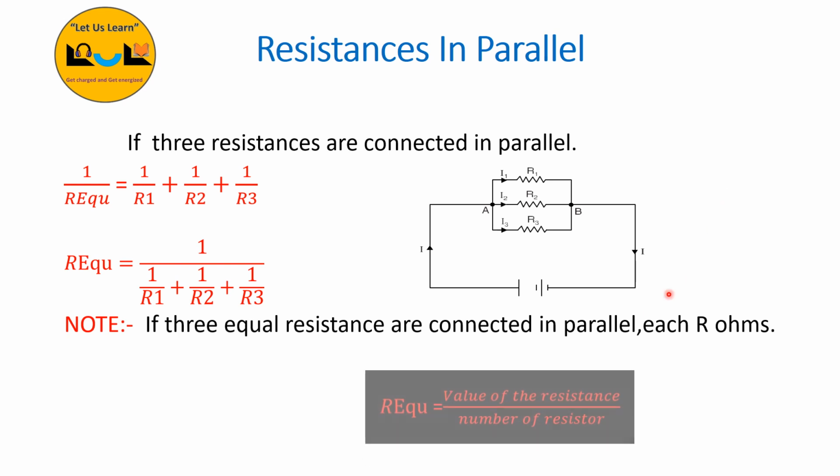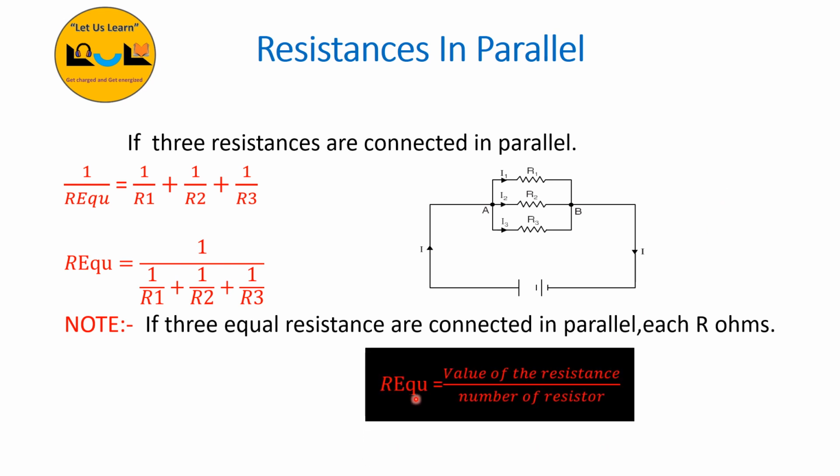For that the formula is R equivalent is equal to the value of the resistance, which for the three resistors is R, divided by the number of resistors. The number of resistors we have is three. Therefore the equivalent resistance will be R by 3.